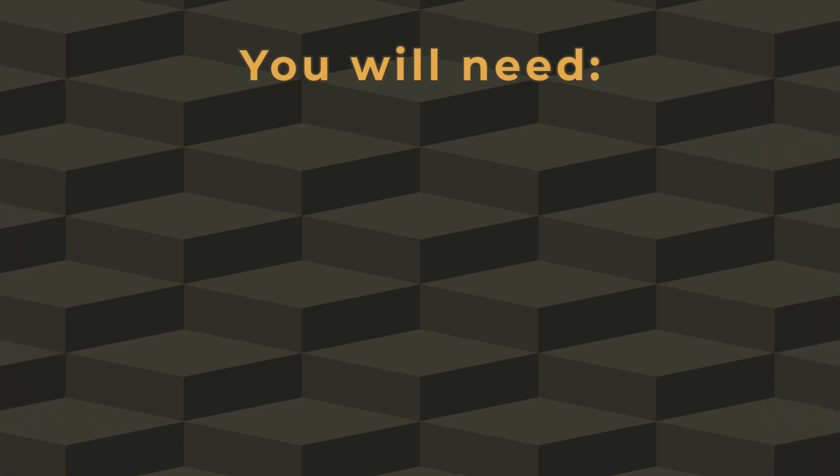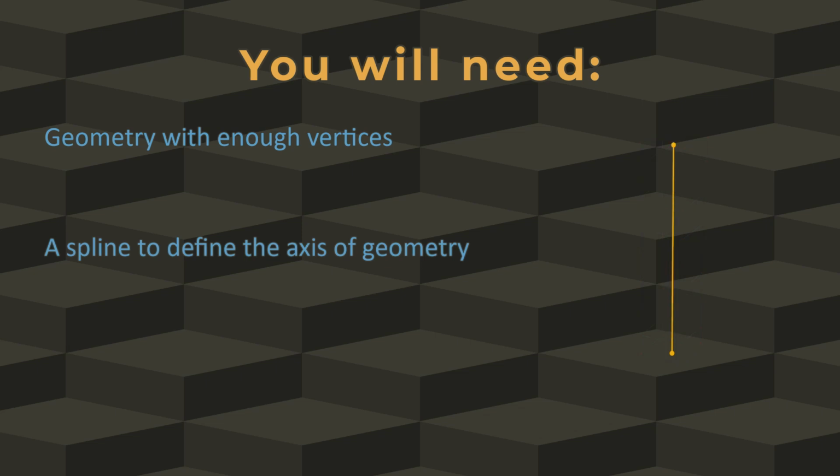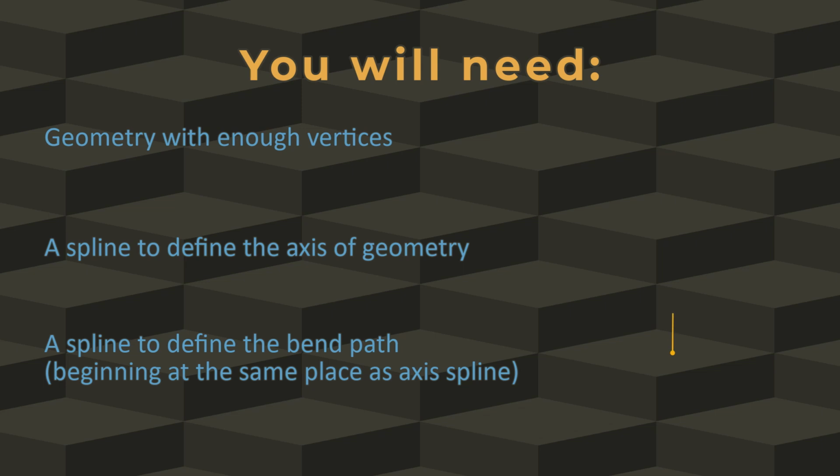To get started bending geometry with splines in NVIL, you will need some dense geometry to bend, a spline running along the geometry to mark its centre axis, another spline to define the path to bend the geometry along. The two splines should start at the same location for best results.